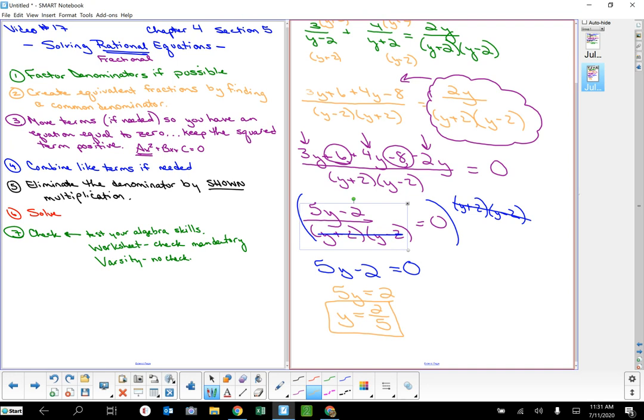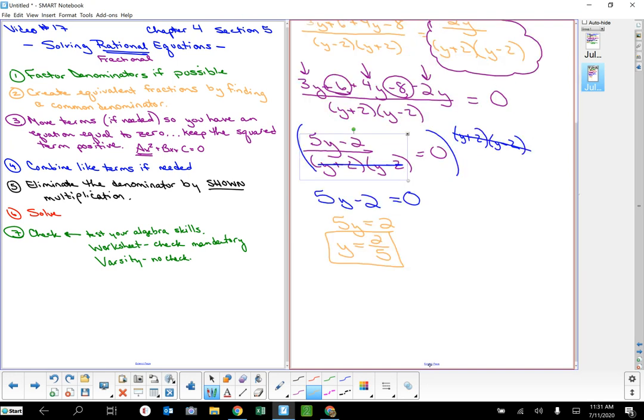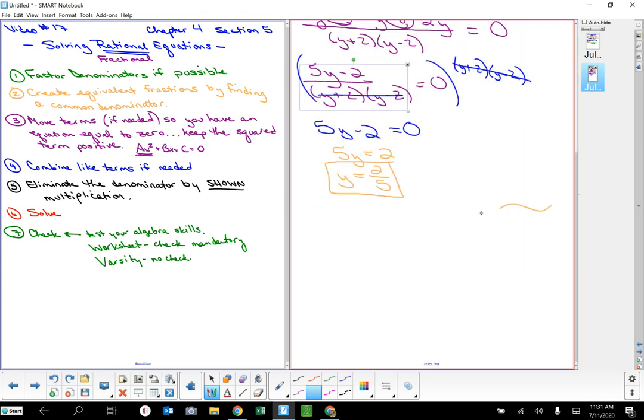Okay, so that's the answer to that problem. We got number 6, that's solved. Now we're going to check it, and this is where your use of a calculator is going to come into play. So here was the original problem: 3 over y minus 2 plus 4 over y plus 2 is equal to 2y over y squared minus 4.